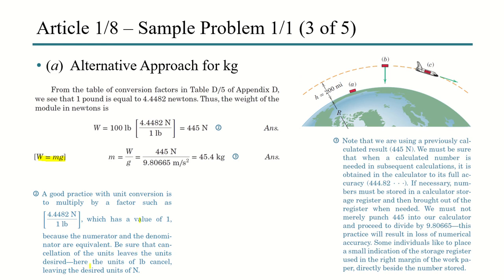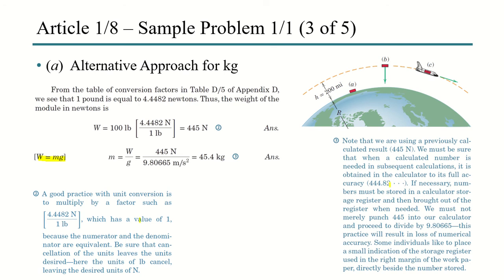Here, the units of pound cancel, leaving the desired units of N. And then note number 3. Note that we are using the previously calculated result, 445 newtons. So we must be sure that when a calculated number is needed in a subsequent calculation, it is obtained in a calculator to its full accuracy.